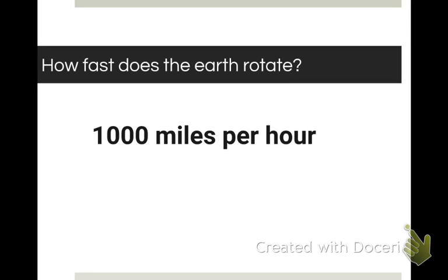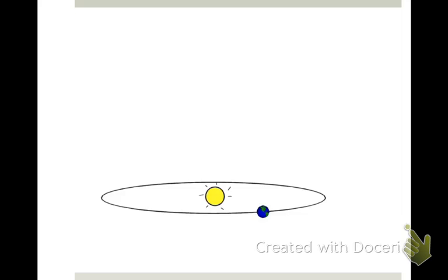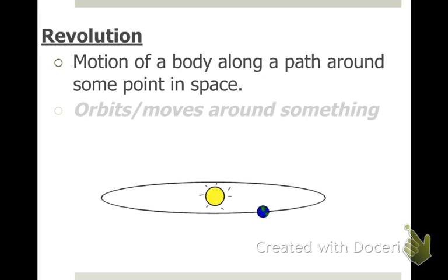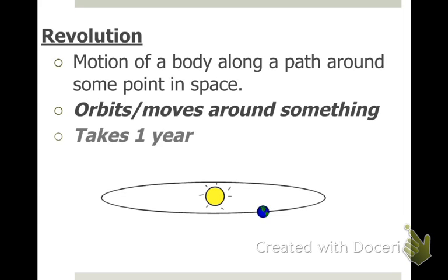Now there are, I think, 3 more questions, so if your group did not get candy, don't lose hope. It will come back. But before we go to our next question, let's look at some notes. Our next movement is revolution. So the first one was rotation, and that's how fast the Earth spins on its axis. Revolution is our second movement. Revolution is simply when something is orbiting or revolving around something.